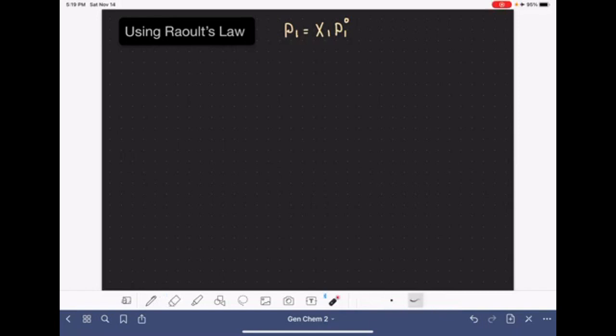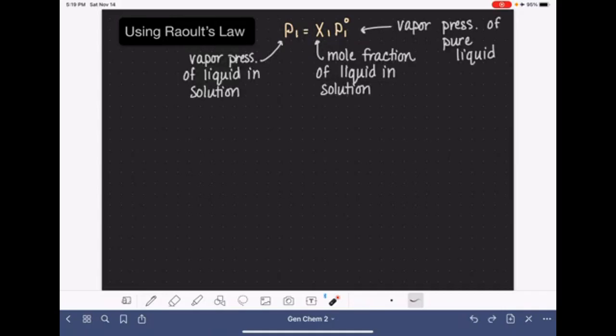Let's look at Raoult's law. P1 equals X1 P1 standard. Let's start by defining all of the terms in this equation. P1 is referring to the vapor pressure of a liquid in a solution, the liquid usually being the solvent of the solution. X1 is referring to the mole fraction of the liquid in solution. Again, this is usually the solvent in the solution. And then P1 standard is referring to the vapor pressure of the liquid if it were pure, not part of a solution.